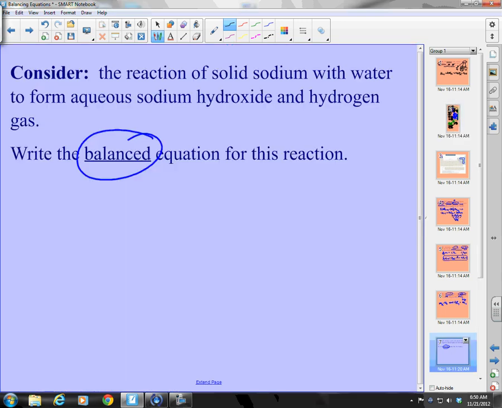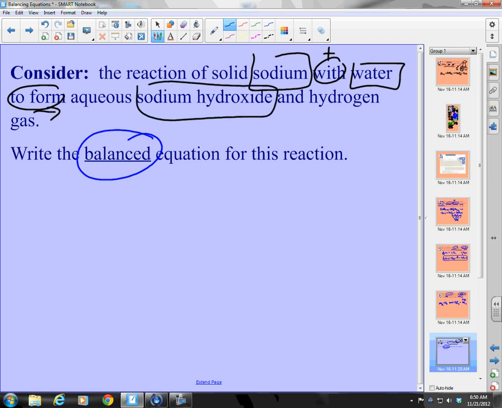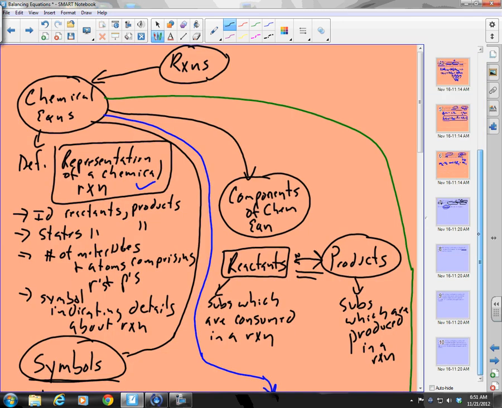Let's go down here. A reaction of solid sodium plus water to form, that would indicate I'm going to have a yield here, aqueous sodium hydroxide and hydrogen gas. So what are my reactants? Well, solid sodium and water are going to be my reactants, and sodium hydroxide and hydrogen gas are going to be my products. Good. So I've identified my reactants and products.